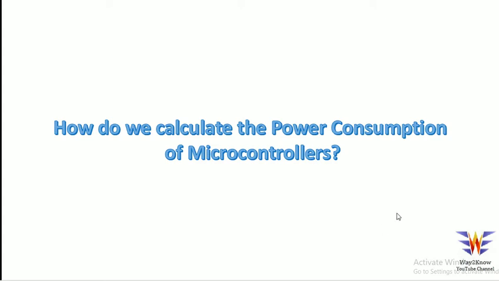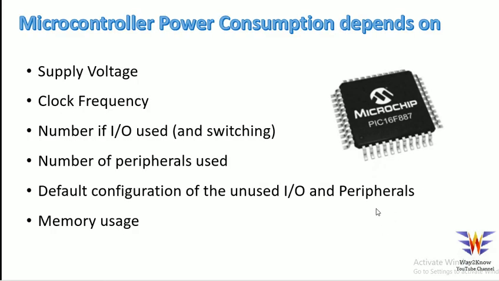So let us start straight away. Microcontroller power consumption basically depends on the supply voltage, that means the main power rail that is going to the microcontroller, and then the clock frequency at which the microcontroller is operating. Along with this clock frequency, there will be clocks distributed across different peripherals, so we have to look at those clock frequencies as well, and then the number of IOs used and their switching.